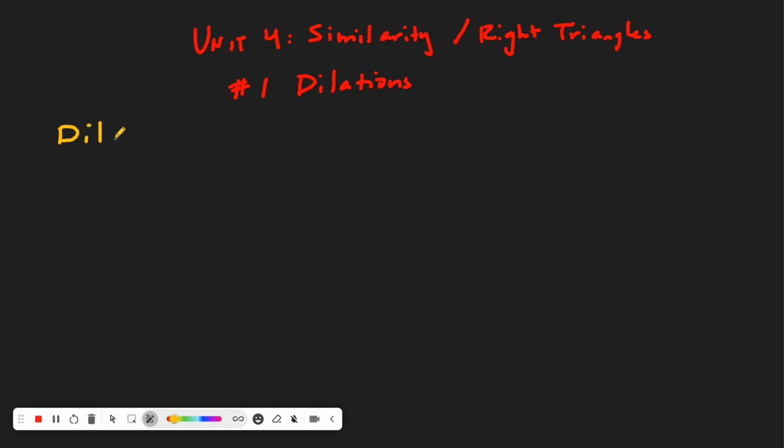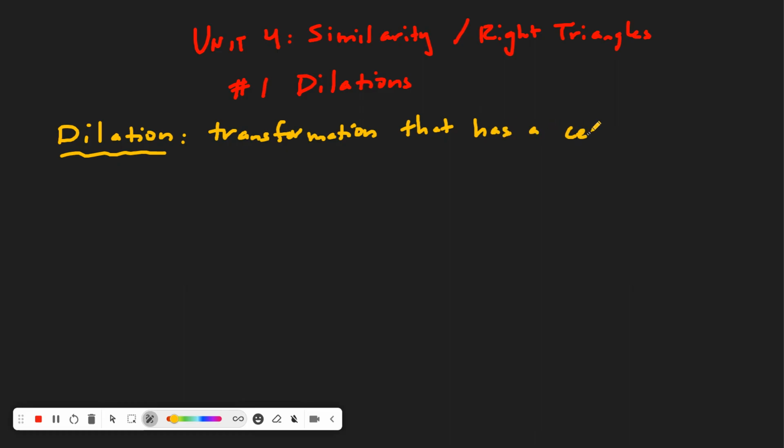So a dilation is a transformation that has a center of dilation C and a scale factor N. So dilation is a transformation that has a center of dilation C and a scale factor N. Now, there's a lot more to it. That's just where I started. That's where I wanted to start.